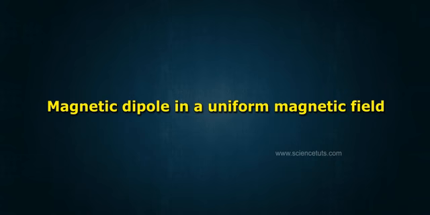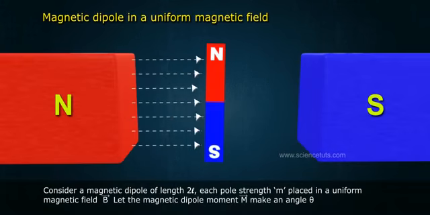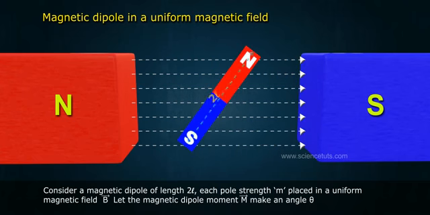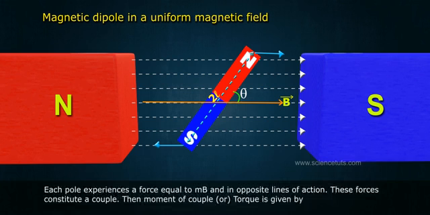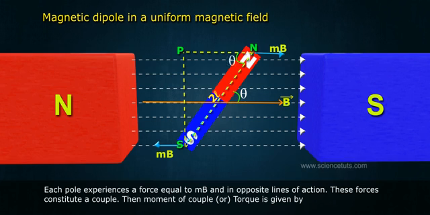Magnetic dipole in a uniform magnetic field. Consider a magnetic dipole of length 2l, each pole of strength m, placed in a uniform magnetic field B bar. Let the magnetic dipole moment M bar make an angle theta with the magnetic field B bar. Each pole experiences a force equal to mB in opposite lines of action. These forces constitute a couple.